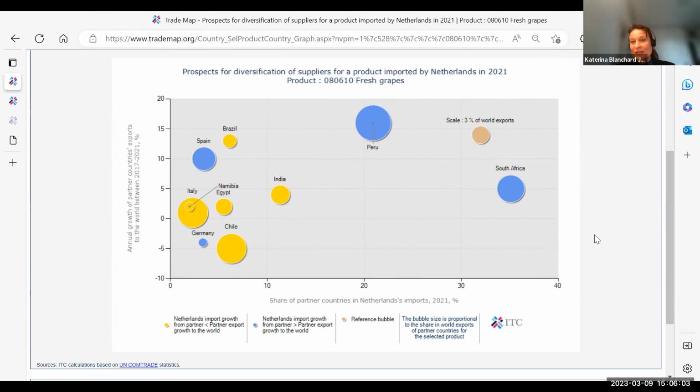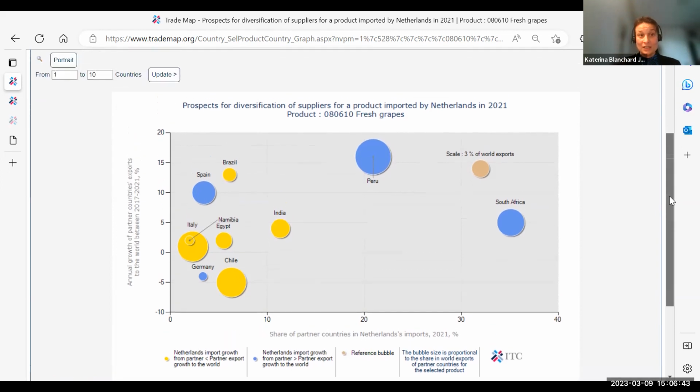Then we have the color. The color would tell us whether the Dutch imports growth from the partner, in our case from Peru, is higher than the export growth of that partner to the world. In that case, the color would be blue, and we can indeed see that the Dutch imports of fresh grapes from Peru have higher growth rates than the Peruvian exports of fresh grapes to the world on average. So this market seems to be very dynamic indeed.